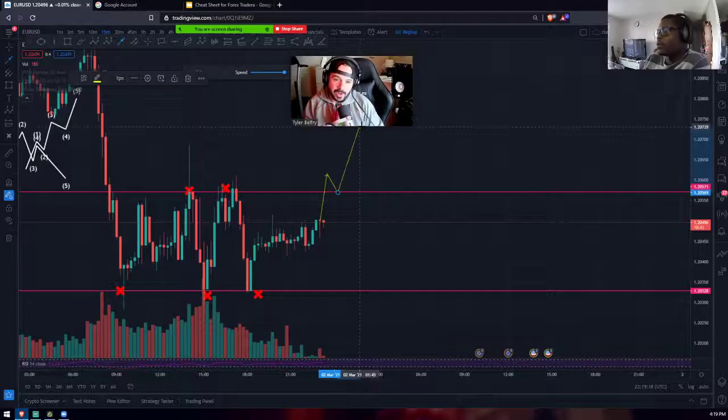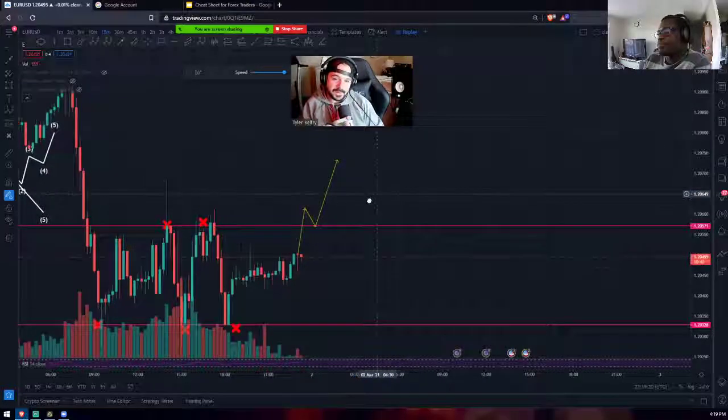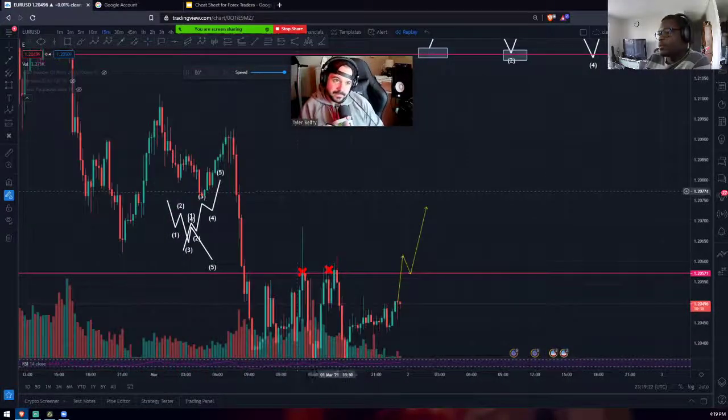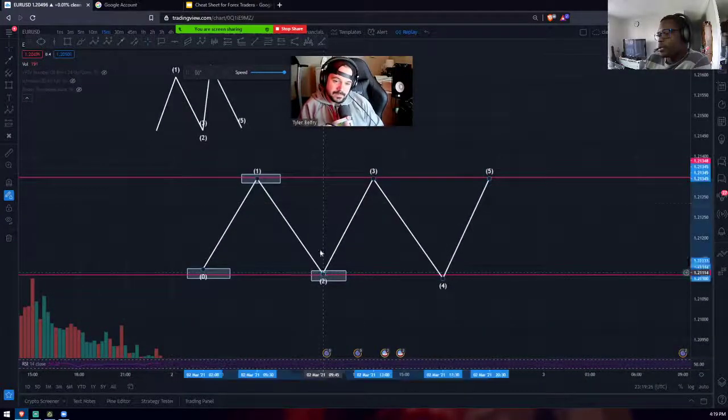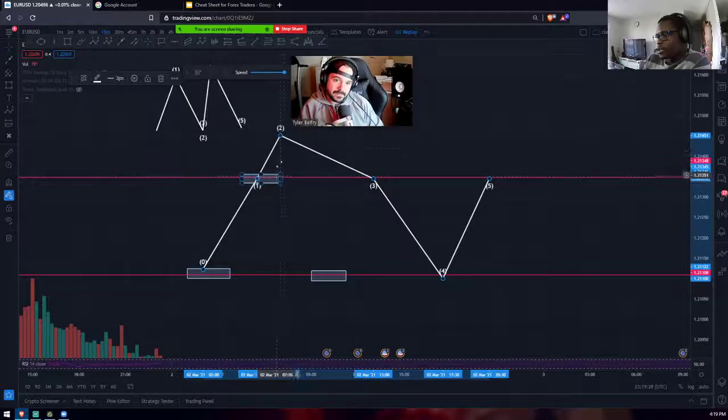And then it's going to... Yeah, because it has to make a new base. Exactly. So the market is going to do that move there. It's going to break it. It's going to break this floor.